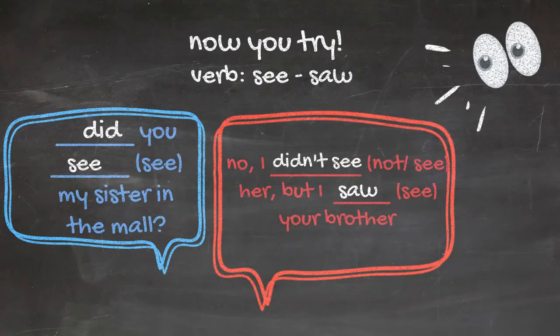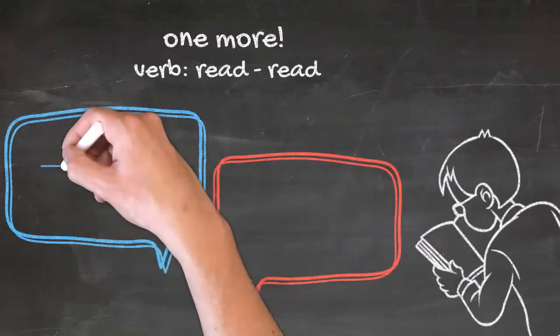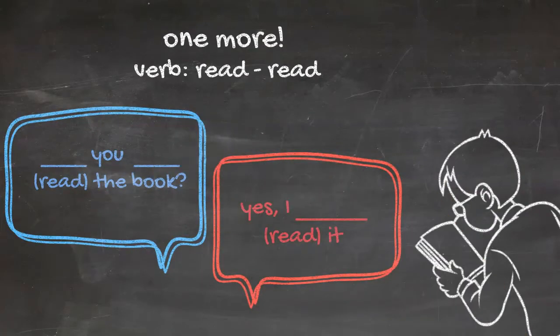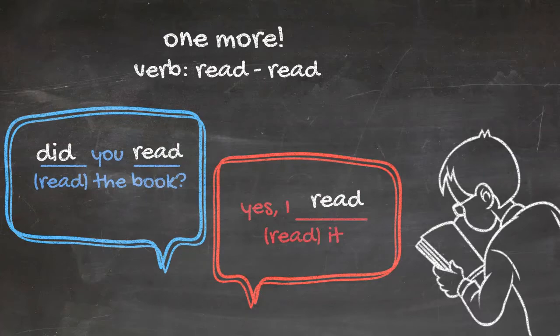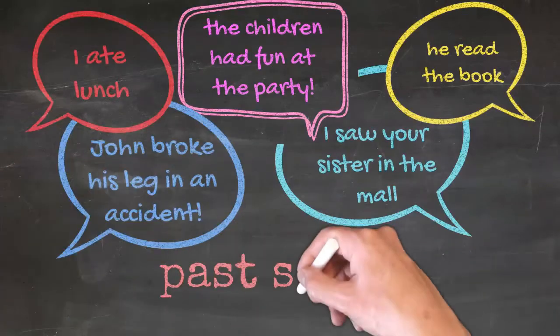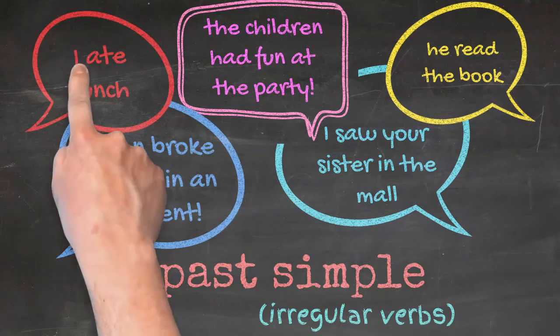Did you see my sister in the mall? No, I didn't see her. But I saw your brother. Did you read the book? Yes, I read it. So that's how you use some of the irregular verbs in simple past.